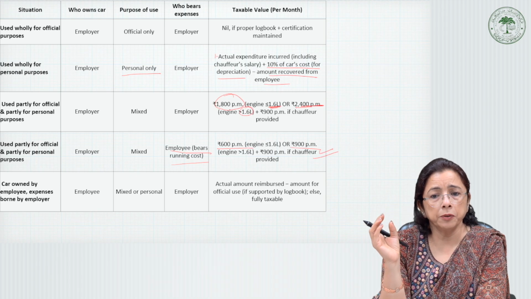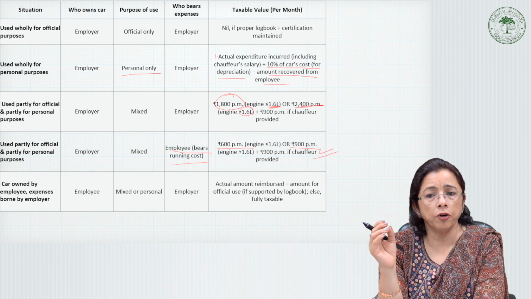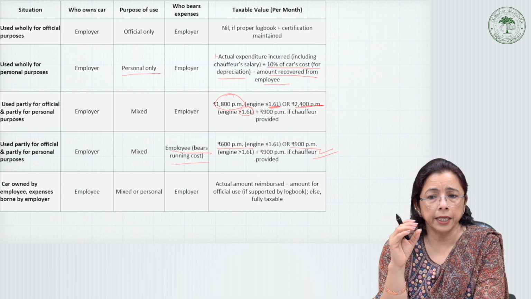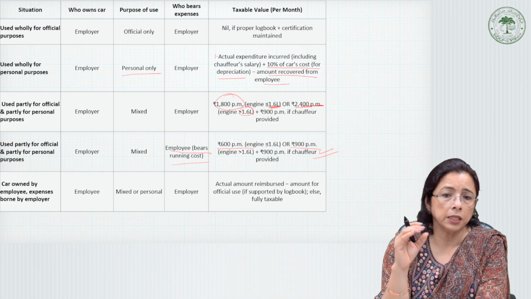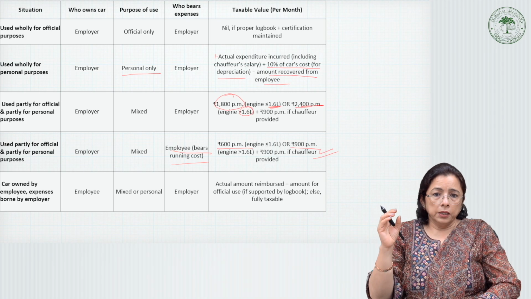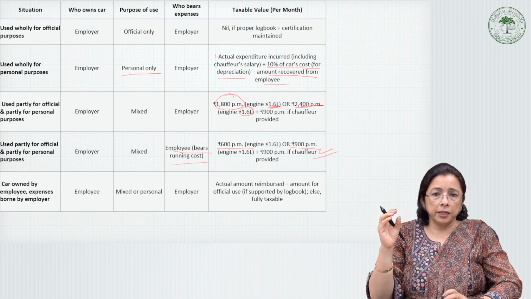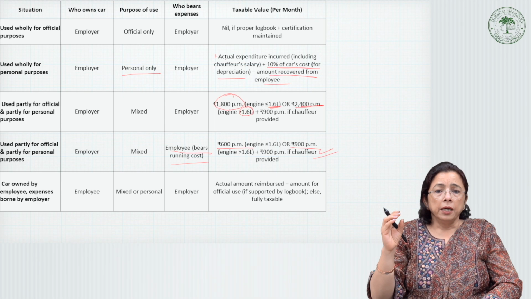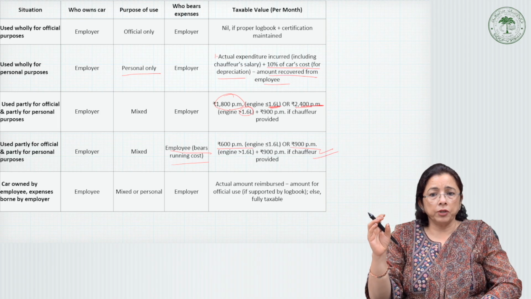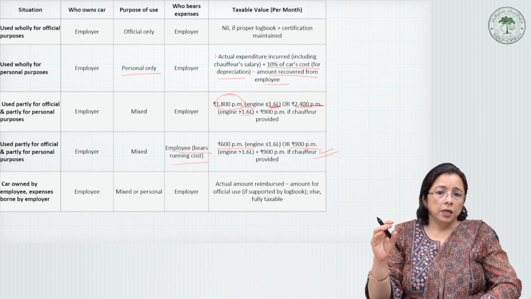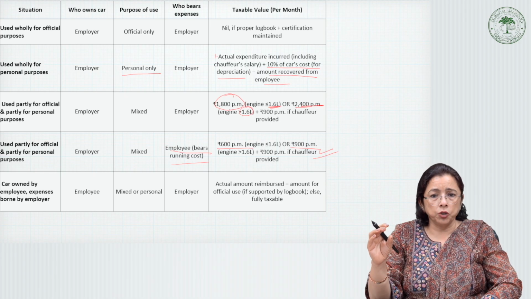But where the reimbursement of expenses of the car is wholly for personal purposes of the employee or any member of his household, value shall be taken equal to the amount that is reimbursed. Third situation under the same category: when the car is owned by the employee, where the reimbursement of expenses is partly for official purposes and partly for personal purposes, that is the mixed use of the employee or any member of his household.